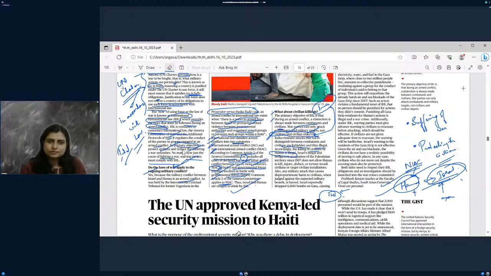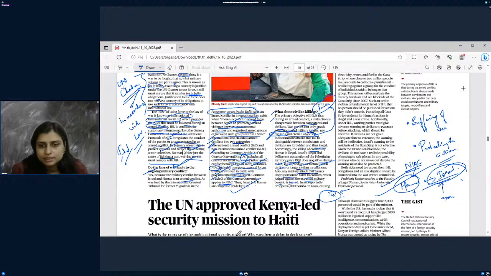Israel's illegal and belligerent occupation of the Palestinian territory since 1967 does not allow Hamas to kill, injure, abduct, or torture Israeli civilians or target civilian installations. Also, any military attack that causes disproportionate harm to civilians when judged against the expected military benefit is barred.